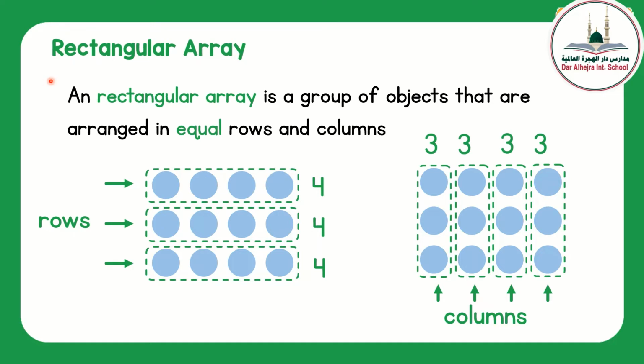Now there are some arrays which are rectangular. And what's a rectangular array? A rectangular array is a group of objects that are arranged in equal rows and columns. That means the number of objects in each row and the number of objects in each column is always the same. Like I can see here in each row there are 4 counters, and if I see it by the columns, I can see in each column there are an equal number of counters.